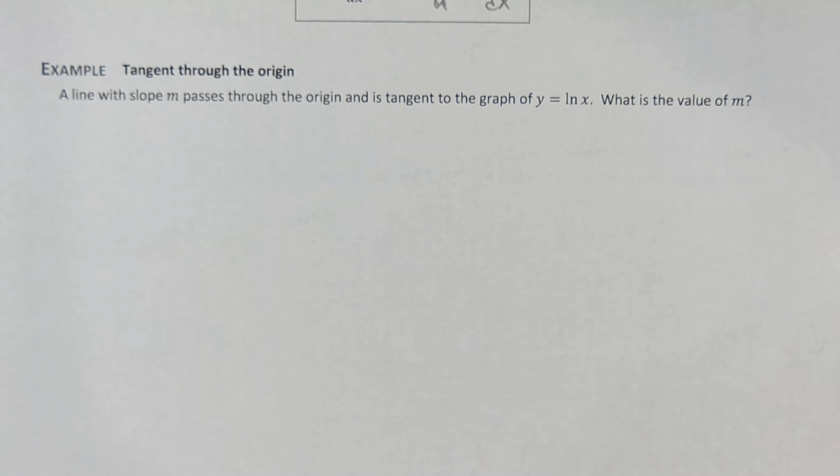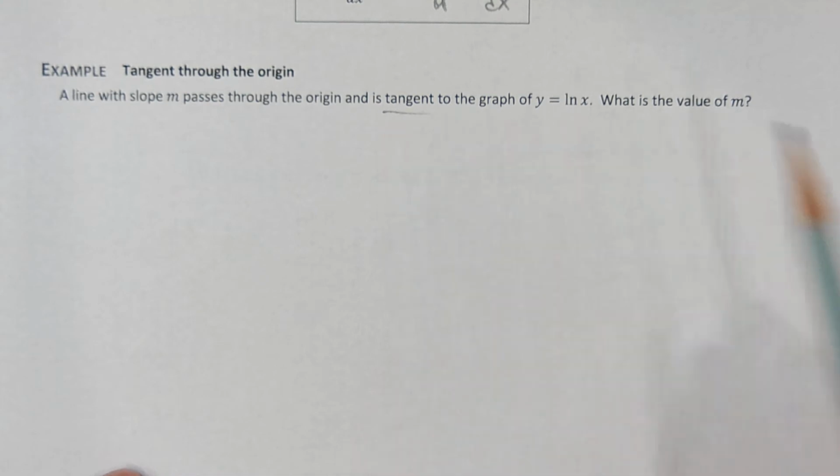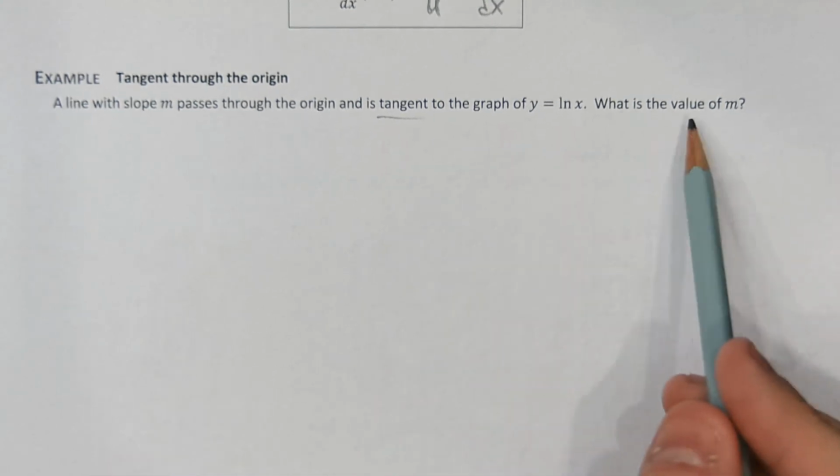A line with slope m, meaning we don't know the slope, passes through the origin. Okay, at least we know one of its points, (0, 0). And it's also tangent to this graph. Talking tangents, we know we're going to be talking about first derivatives. What is the value of m?